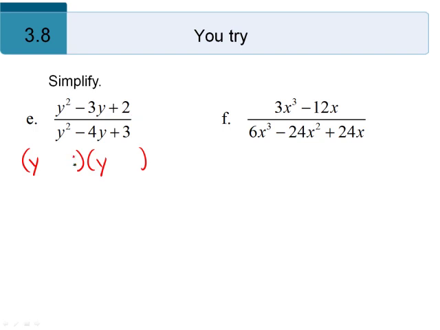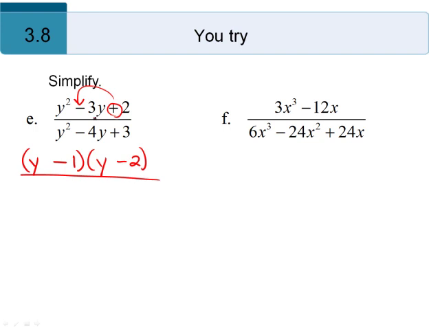Now I need the factors of 2. Well, the only factors of 2 are 1 and 2, and those do add up to 3. But to get that negative, remember, the last term's positive, so you go to the middle sign. They both have to be negative. And that way you get -1 and -2 adds up to -3.